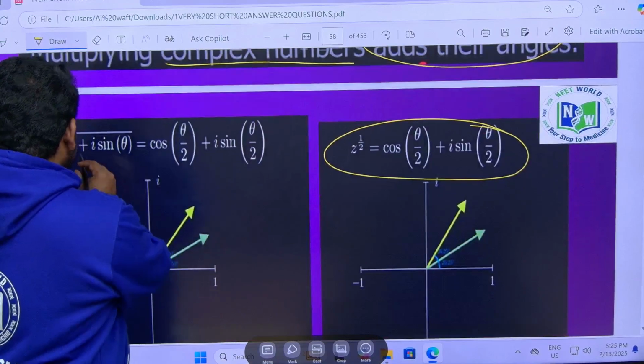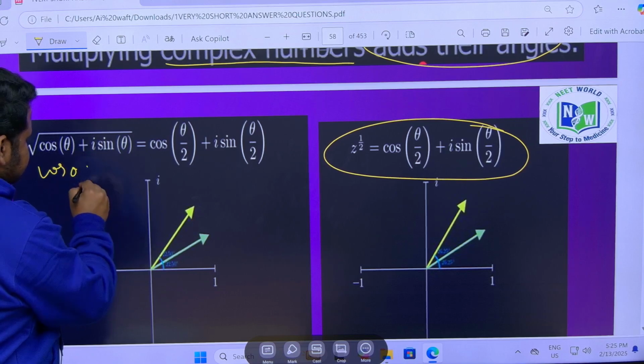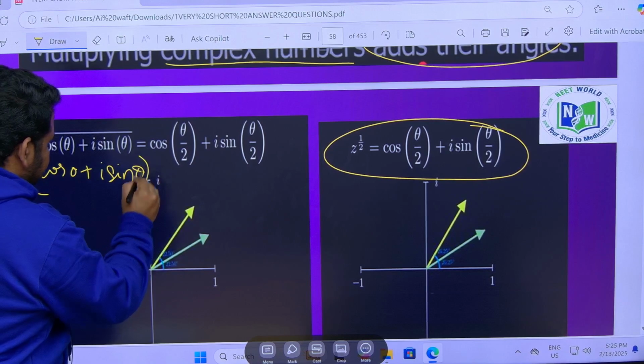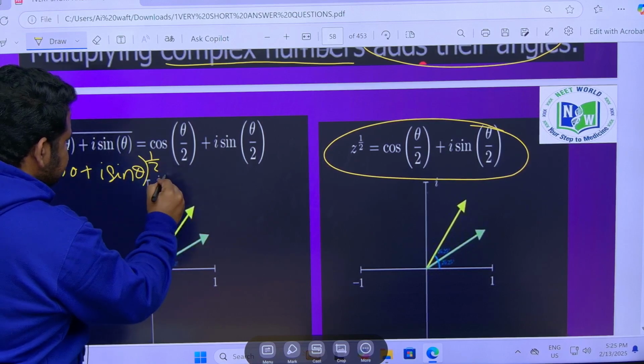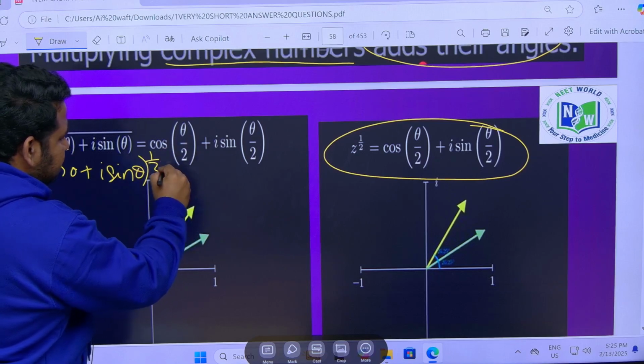So here it is cos theta plus i sin theta. The second, write it as the square root of cos theta plus i sin theta. This square root can be written as power 1 by 2. So here the angle is getting multiplied by 1 by 2. 1 by 2 into theta is theta by 2. That is what you are getting here.